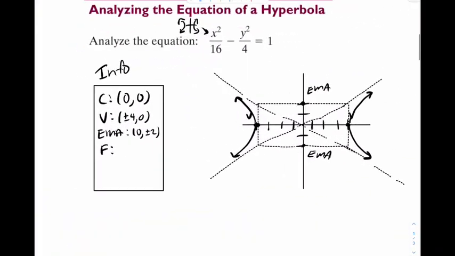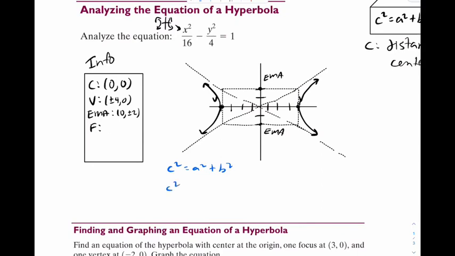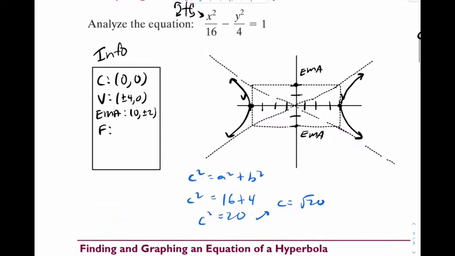So knowing that, we just come back here, I'm just going to write that down. C squared equals A squared plus B squared. And let's solve it. So C squared equals A squared is 16, B squared is 4. So C squared is 20. So C must be the root of 20. So we'll just estimate, we'll put our focus like right over here, outside there, because that's going to be root 20 away. And then we'll label that plus or minus root 20, comma 0.